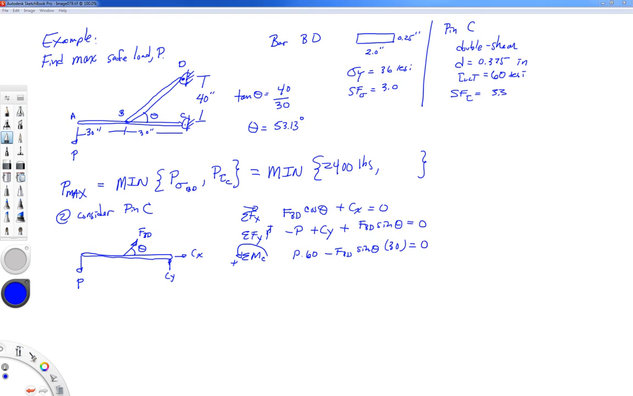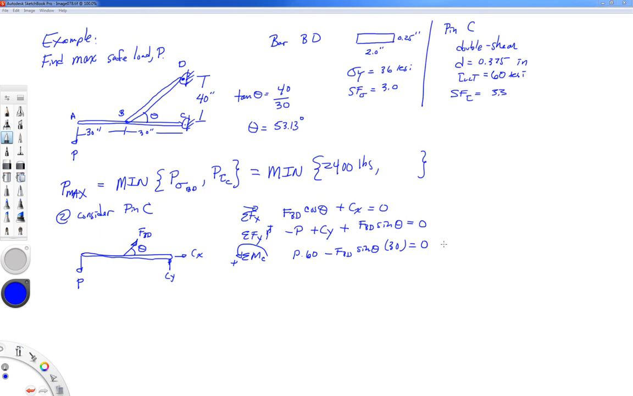Now, if you notice, I did not put in the 6,000 pounds for FBD. You need to treat this like it's a separate problem. That's the critical load if the bar BD is the one that goes unsafe. But we don't know that it's going to be the same exact load where the pin goes unsafe. So we need to keep that in there as a variable.